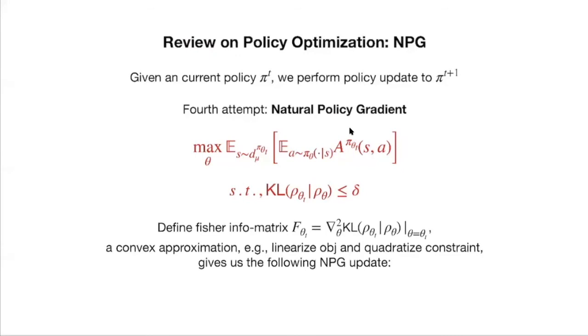And what we did is define a Fisher information matrix, which is the matrix corresponding to the Hessian of the KL divergence. So this is the Hessian. And then we do a convexification, meaning that we linearize the objective function and quadratize the constraint. And this gives us the following NPG update: a linear objective function subject to a quadratic convex constraint, which allows us to compute the global optimal solution for this simplified convex optimization problem.